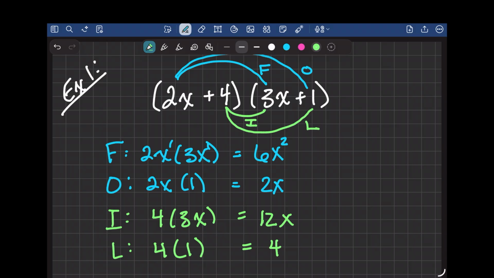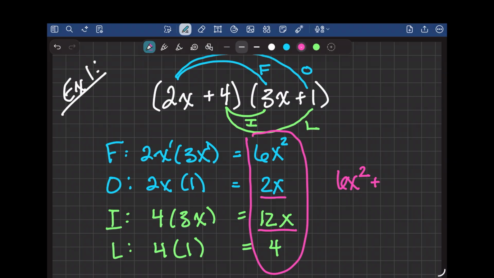From here, we want to look at the 4 terms that we have left over and see if there are any that we can combine. Looking at these, x squared doesn't go with anything, so I'm just going to write 6x squared. But I do have 2x and 12x, so those two terms I can put together. So 2 plus 12 is 14. So I'm going to have 14 x's, and then I have my constant at the end, which is a positive 4, and that would be my final answer for number 1.